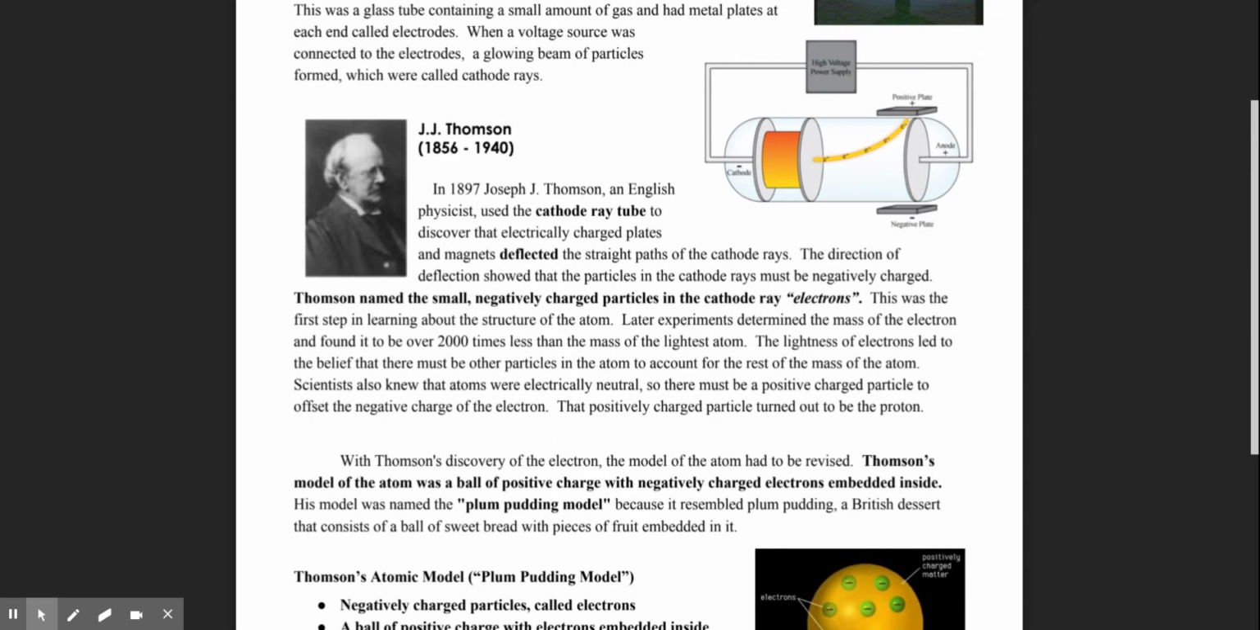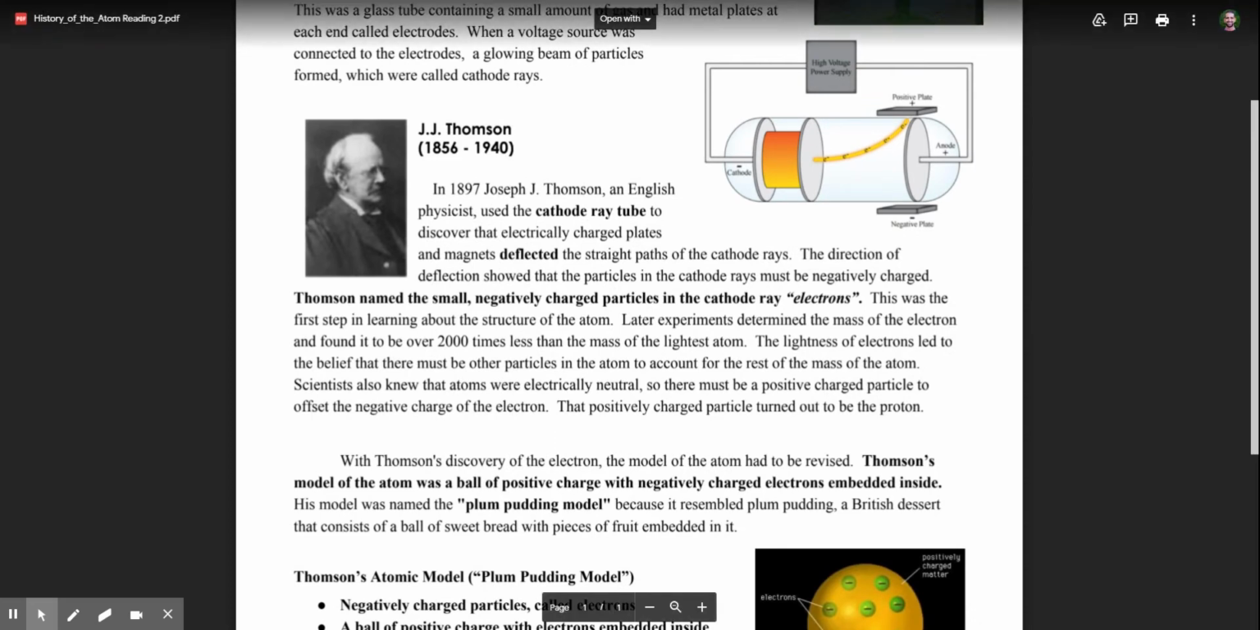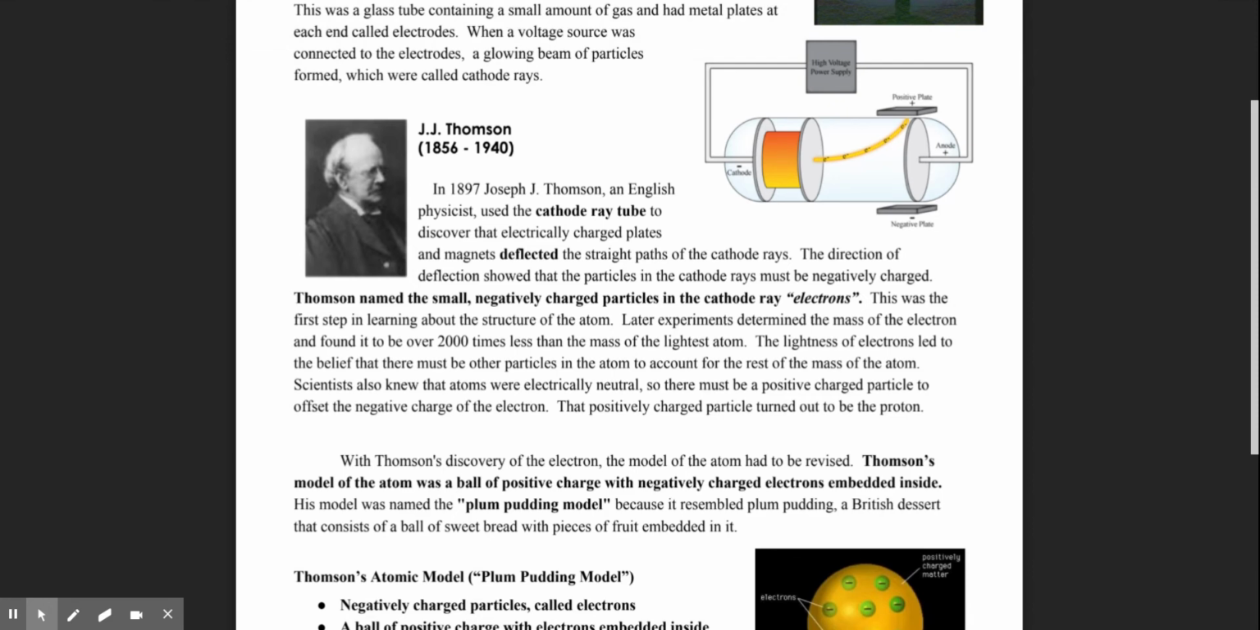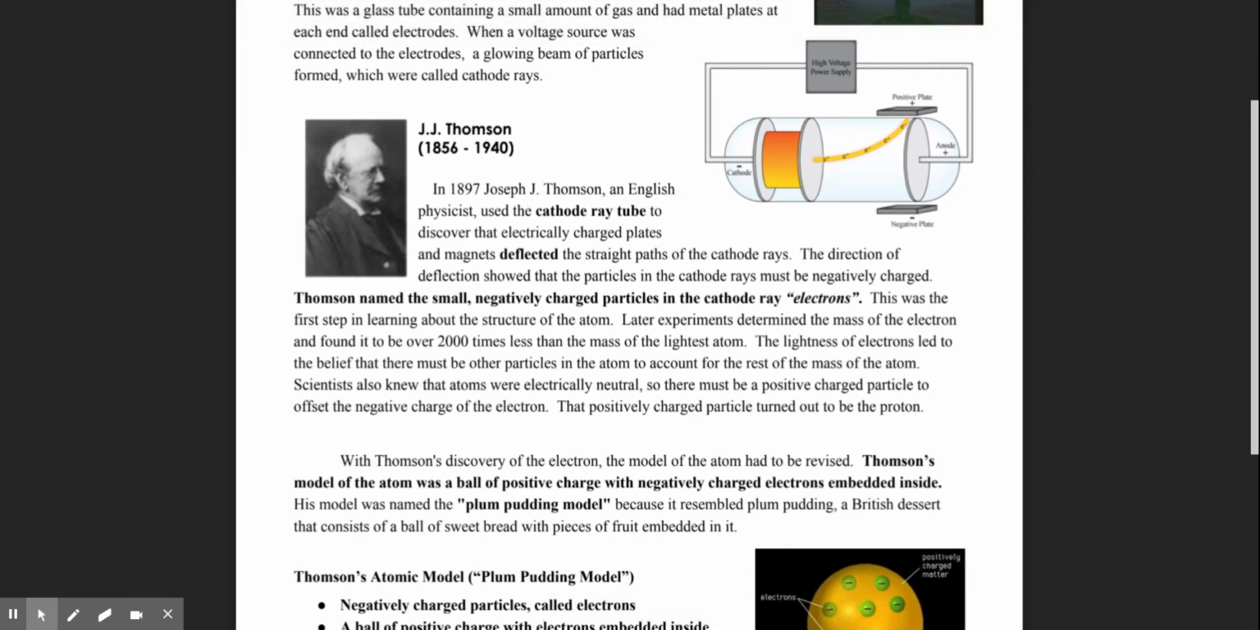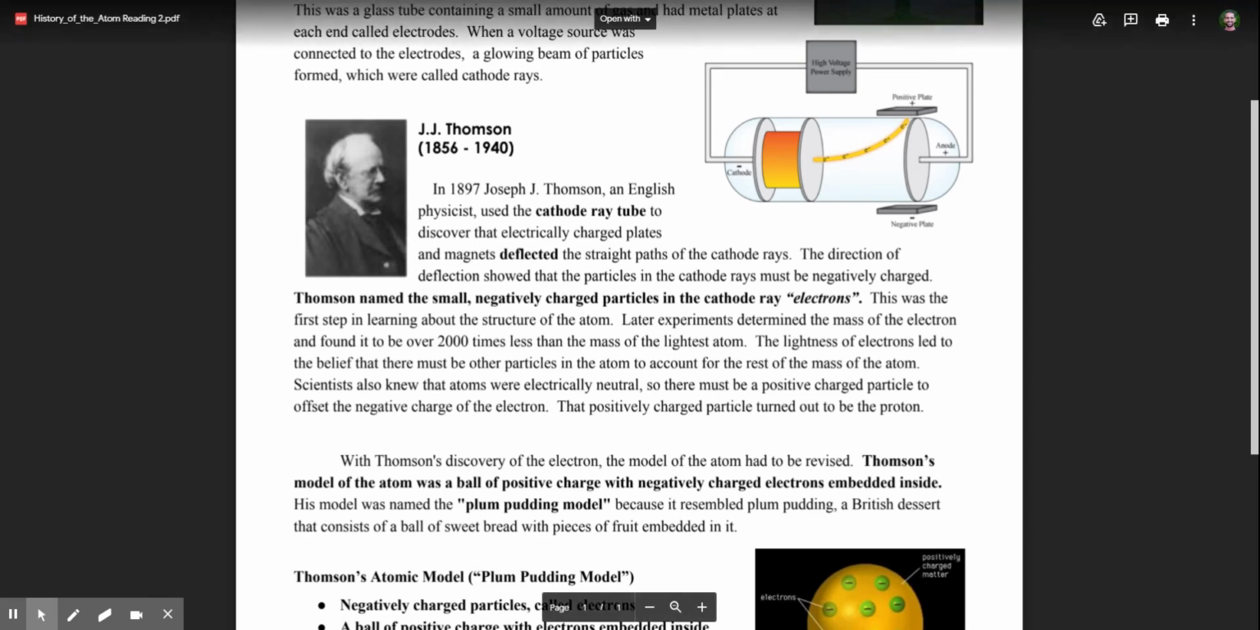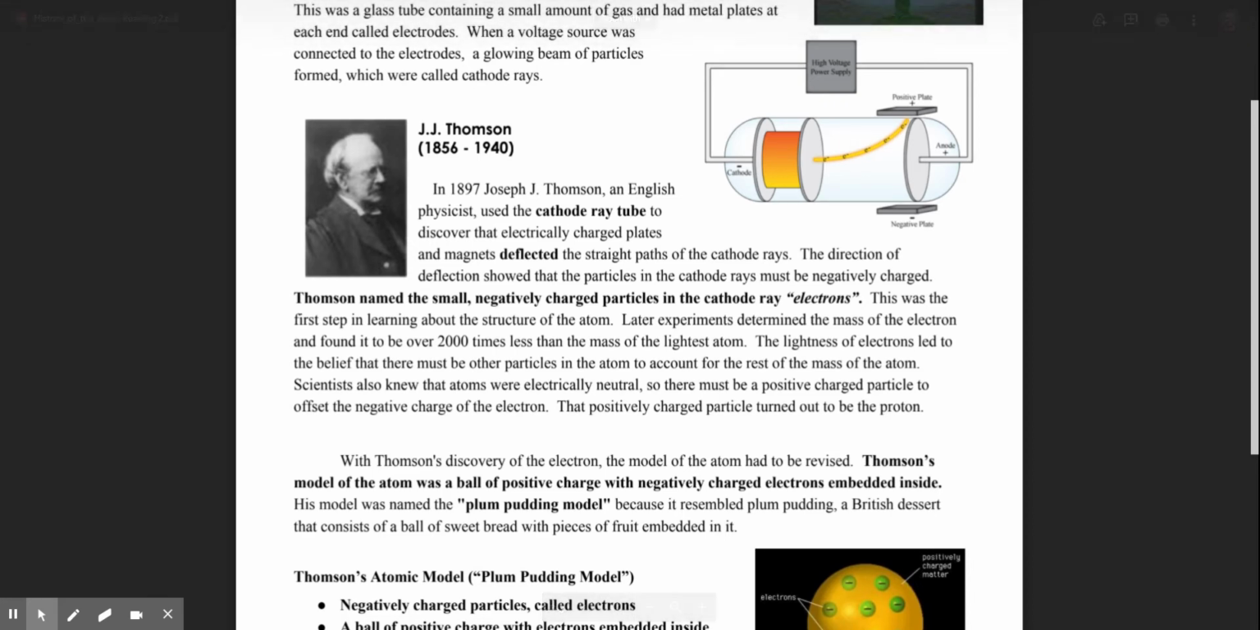This was the first step in learning about the structure of the atom. Later experiments determined the mass of the electron and found it to be over 2,000 times less than the mass of the lightest atom. The lightness of electrons led to the belief that there must be other particles in the atom to account for the rest of the mass of the atom.